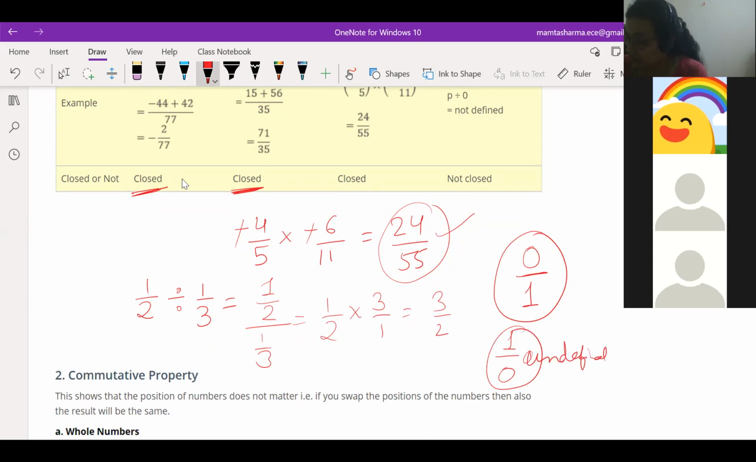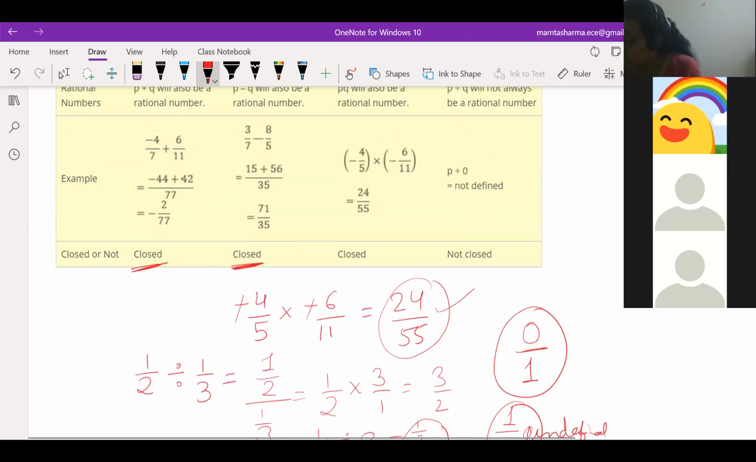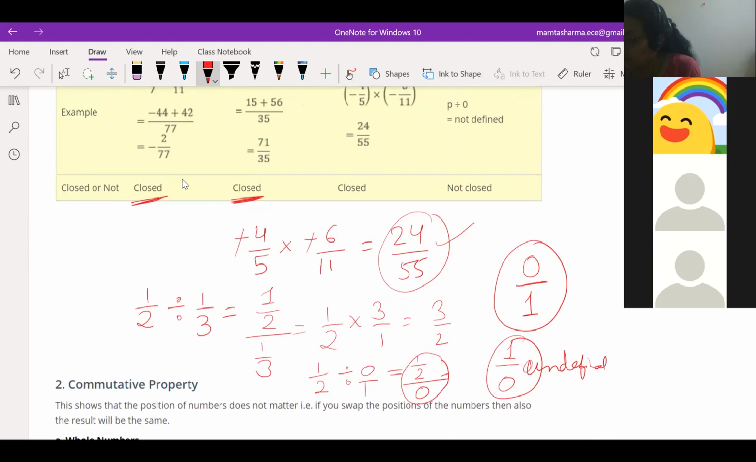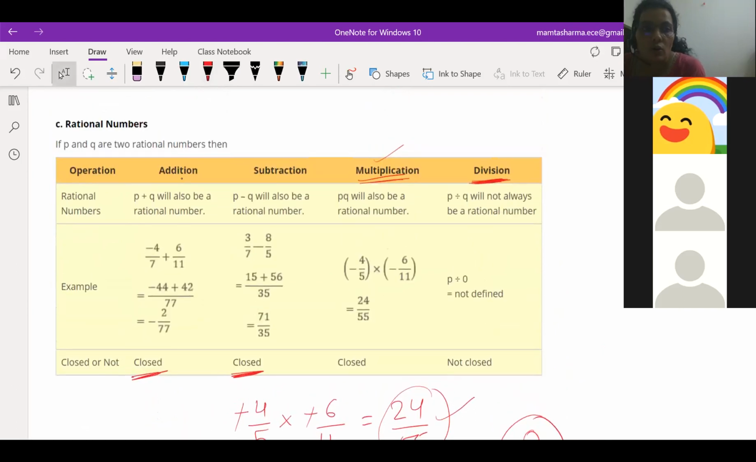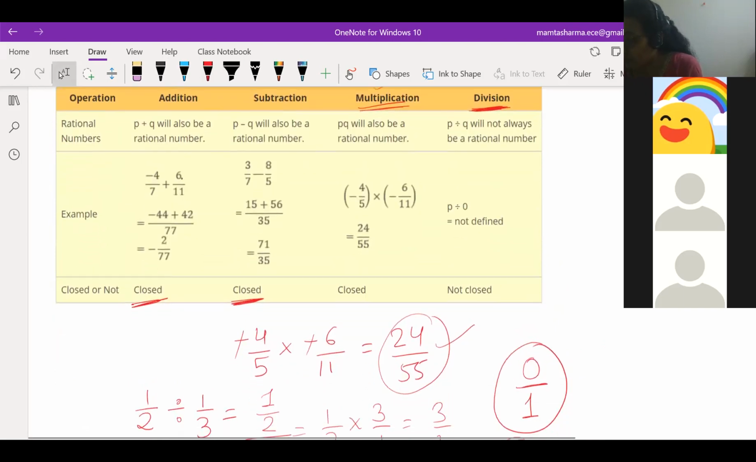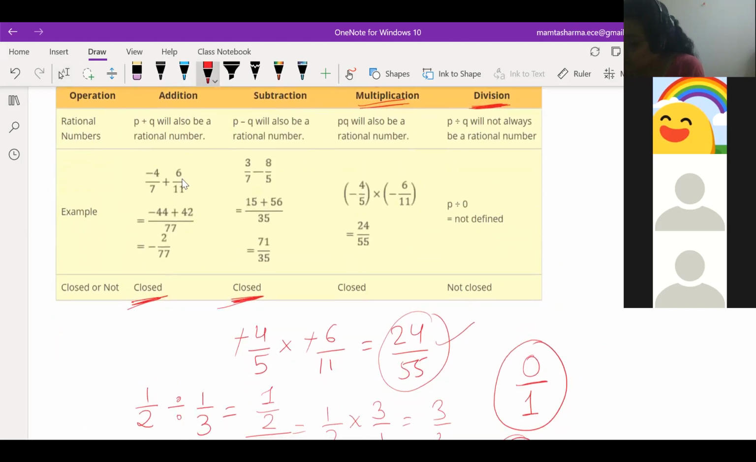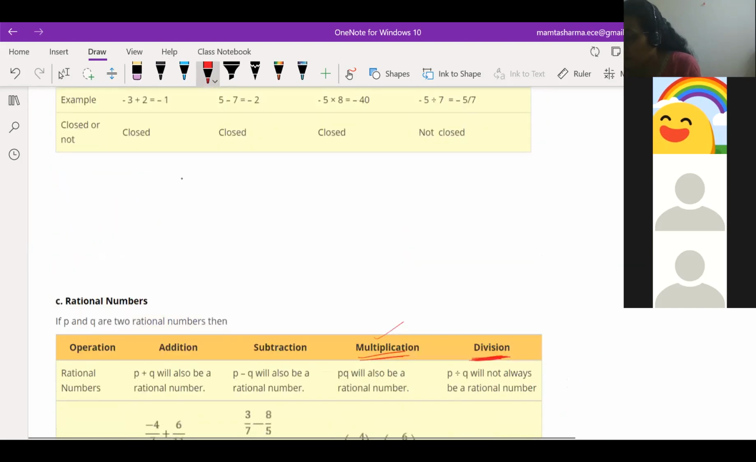If we divide any number like 1 by 2 by 0 by 1, it will be undefined. So since for 0 it is not satisfying this property, we can conclude that for the division process it is not closed. So it is closed for addition, subtraction and multiplication, but not closed for division.